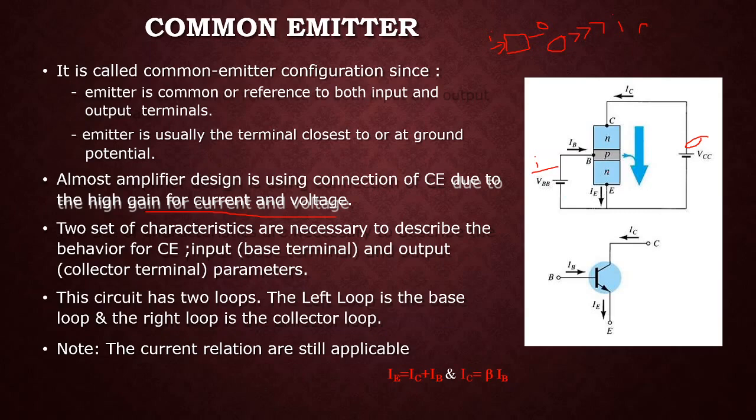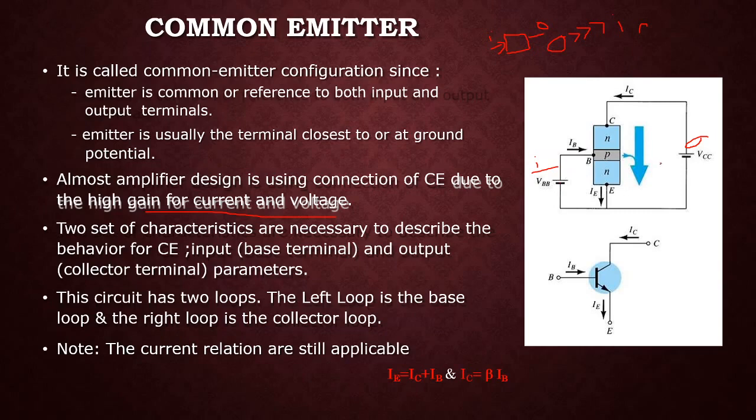This is an NPN transistor. Always the JE junction should be forward biased and the JC junction should be reverse biased. For that purpose, what voltage should we apply? The base terminal is P type. In order to make this forward biased, the P type material has to be connected to the positive terminal of the battery, and the N type has to be connected to the negative terminal of the battery.